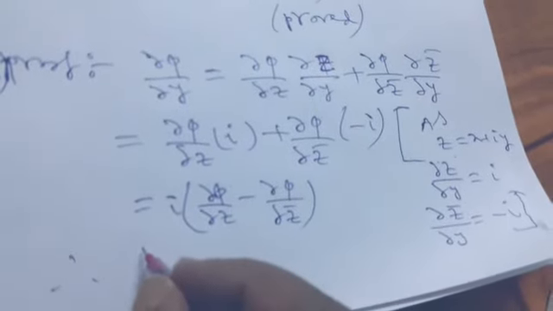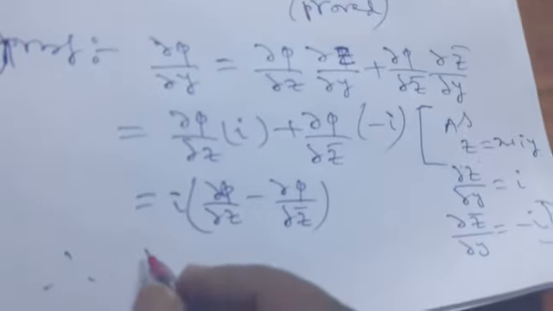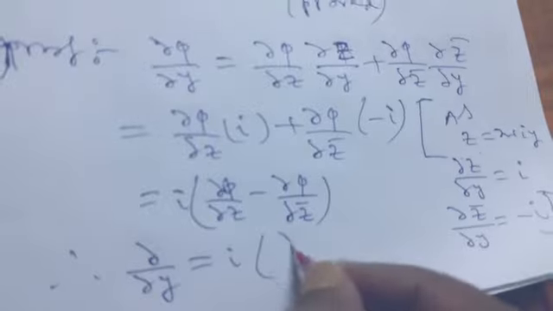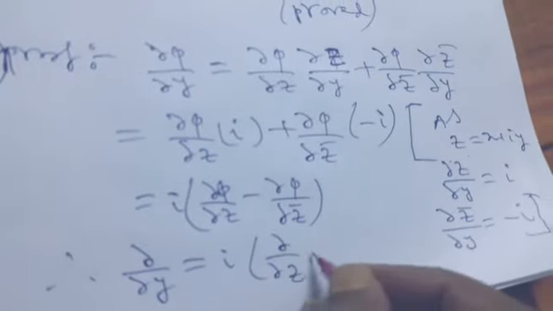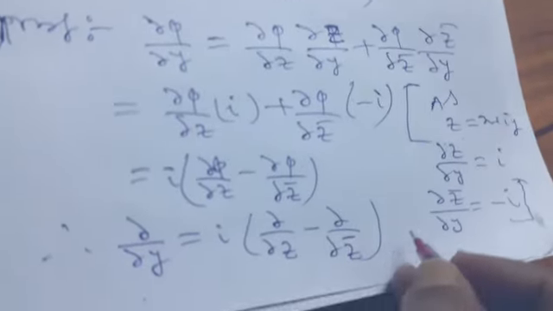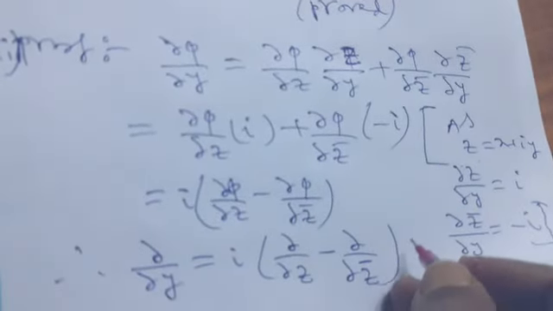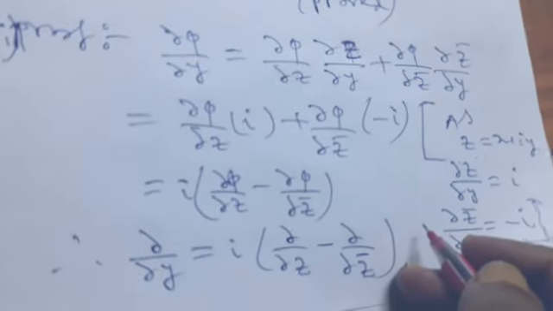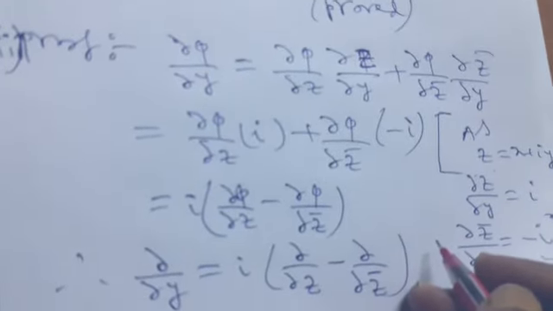Therefore, comparing these two, we can easily put, as earlier, del y equals i into del z minus del z bar. In this way we prove this equivalence of operators. This is a very useful result in complex variables. We end our discussion here.